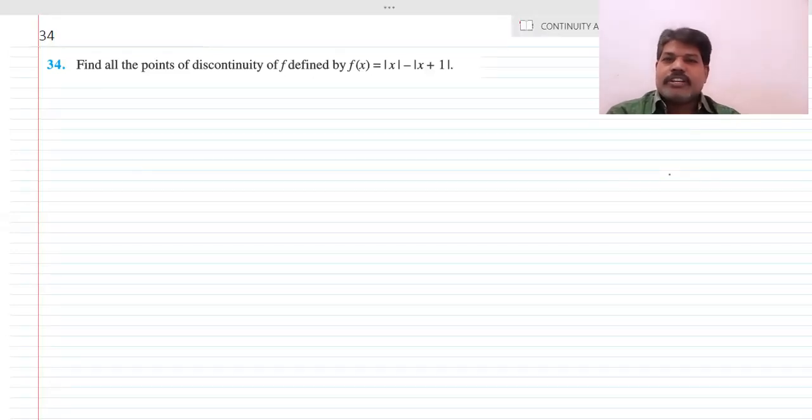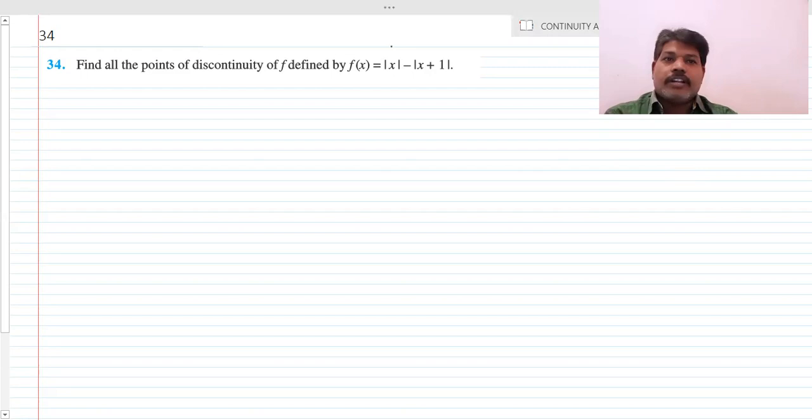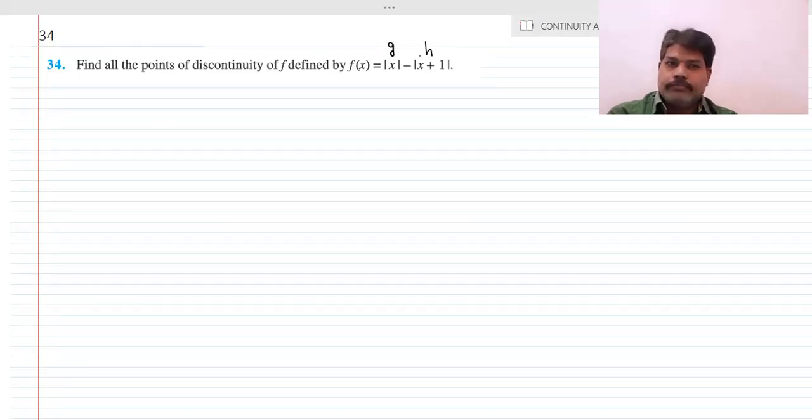See the next question, question number 34. Find all points of discontinuity of f defined by f of x is equal to mod x minus mod x plus 1. Here also two functions are there. You can understand that this is g and this is h. g of x is equal to mod x and h of x is equal to mod x plus 1. These two are continuous functions.